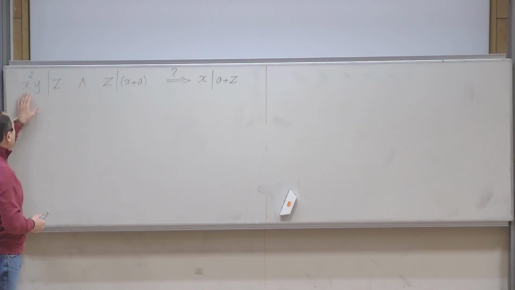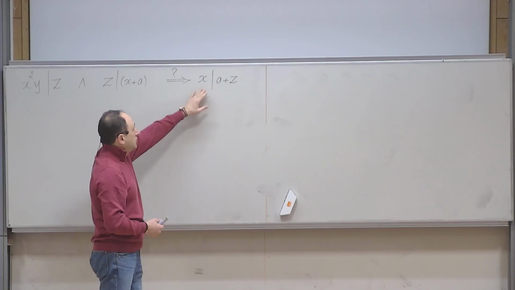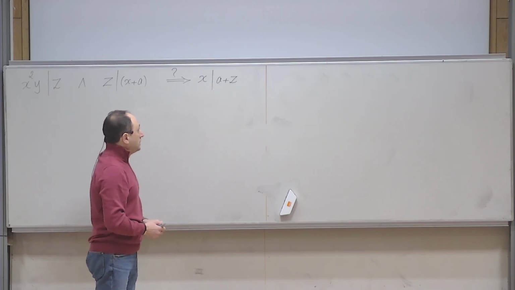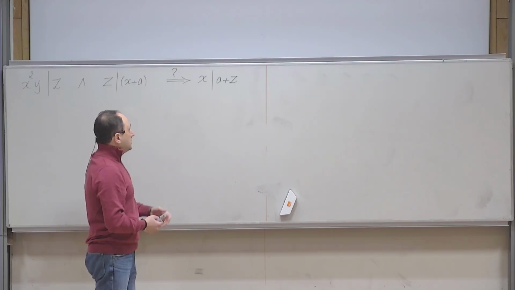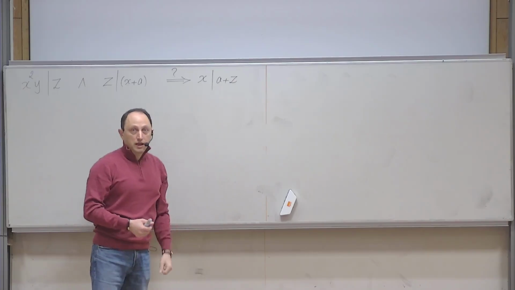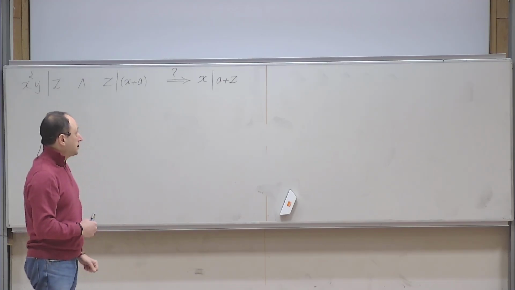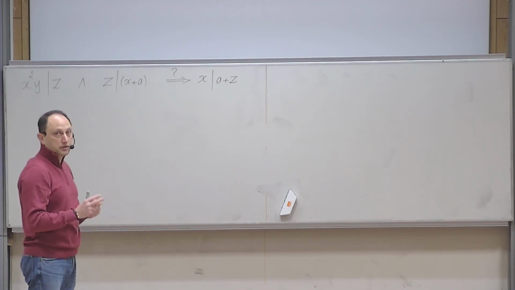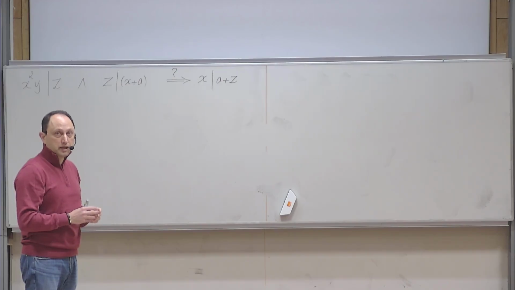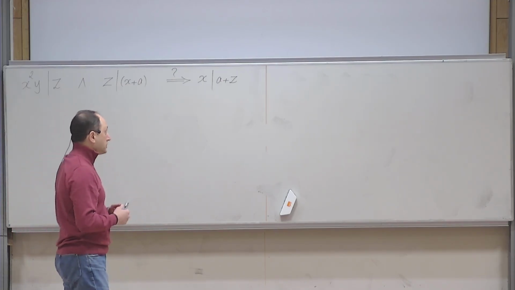So here we know that x squared y divides z, and I know that z divides x plus a. I want to prove that x also divides a plus z. The method that I want to use here, I want to prove that x individually divides a and z, and then we had a theorem in the previous lecture on this playlist that if a number divides two different numbers, it divides any linear combination of those numbers, including the sum of those numbers.